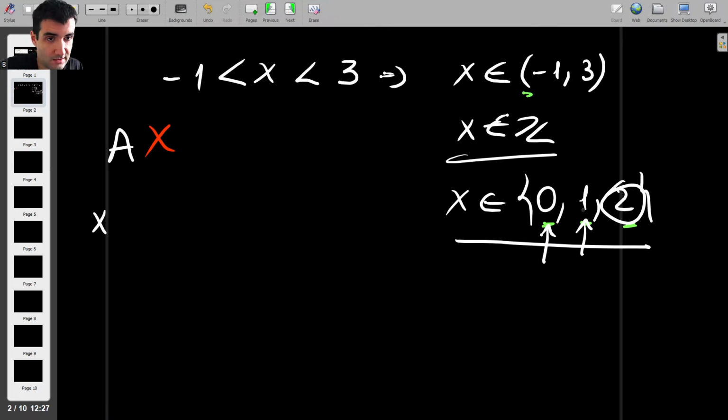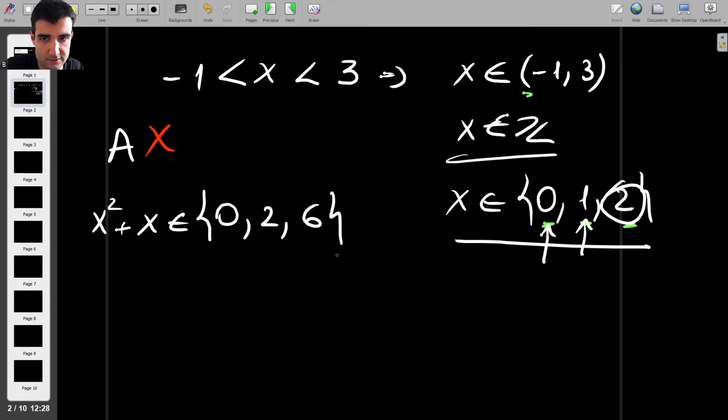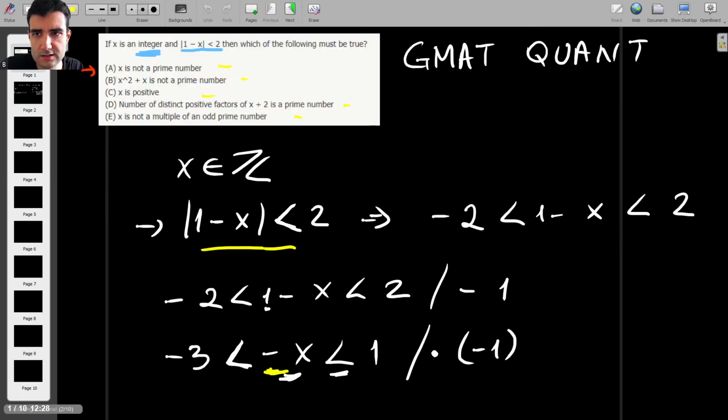So we know that x is this, so x squared plus x is either, if x is 0, then this is 0. If x is 1, then this is 1 plus 1, so that's 2. And if x is 2, this is 4 plus 2, and we have 6. Okay, and let's see what this says.